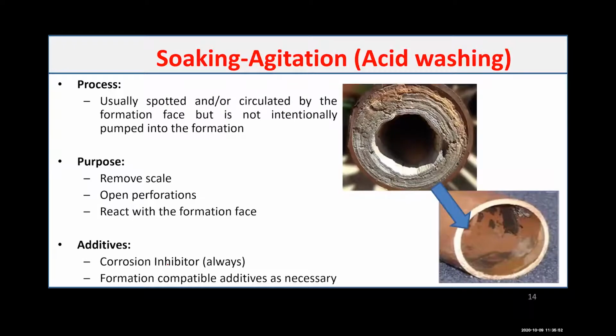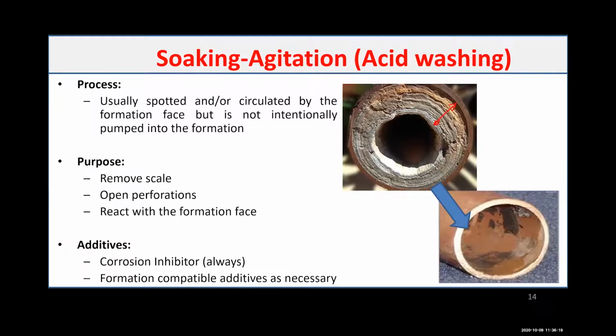A second treatment has a different name. Some people call it soaking, some call it agitating, some call it acid washing. And the process here is pretty simple. We put some acid inside the wellbore and soak it for some time to remove any scale inside the tubing.